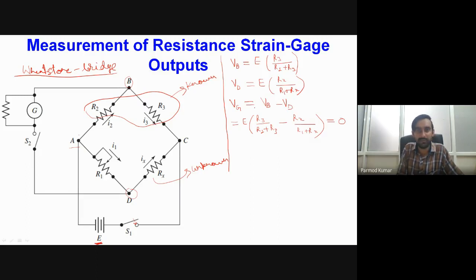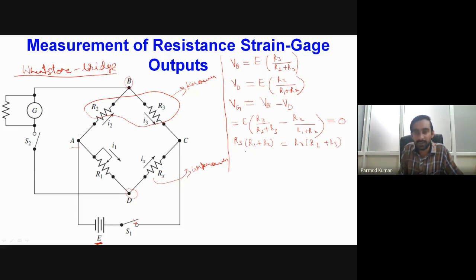Only if the voltage drop across each of these resistors is in the same proportion do we call the Wheatstone bridge balanced. In other words, when the galvanometer output gives a zero value of voltage, we can say that our bridge circuit is balanced. So from here, I can simply write R3 times R1 plus Rx is equal to Rx times R2 plus R3.